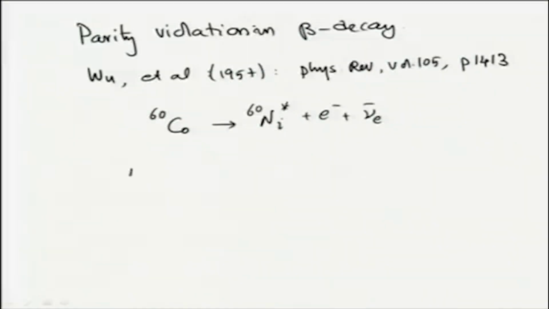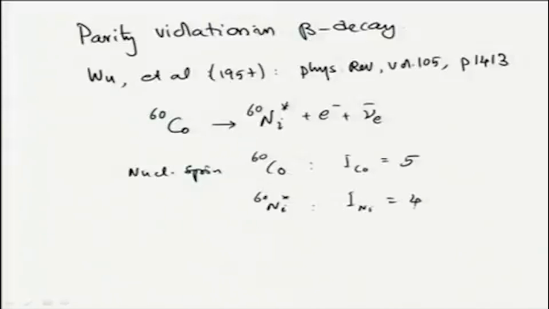Then, for us, the cobalt 60 nucleus has a large nuclear spin. The nuclear spin of cobalt 60 is, let me denote it by I_Co, 5, and for nickel it is 4. There are large nuclear spins associated with both the nuclei, and this could be a reference direction.